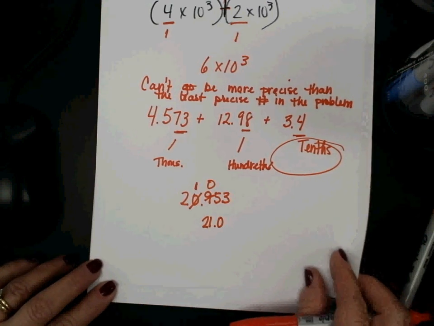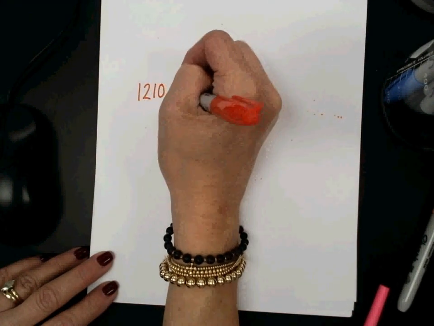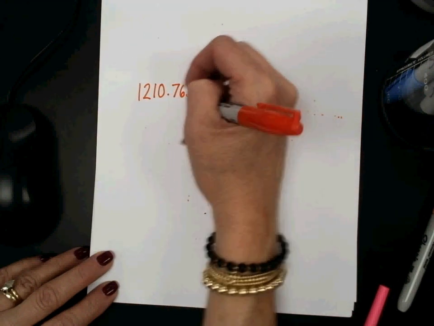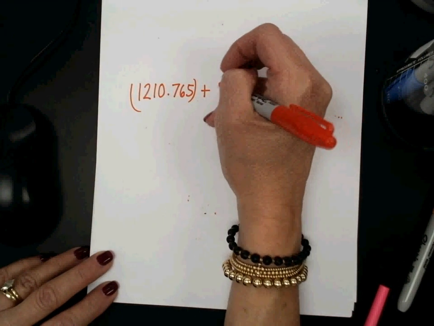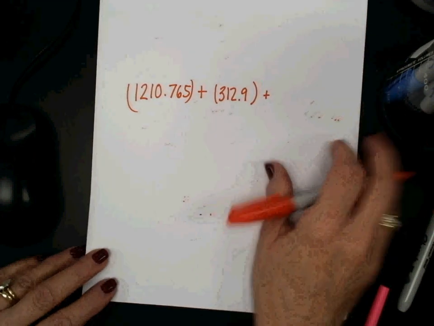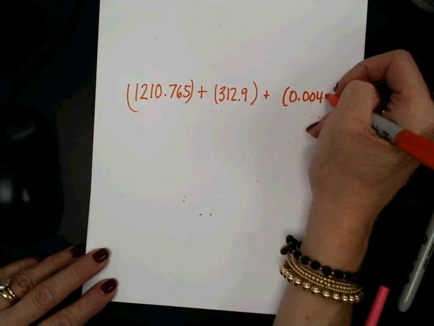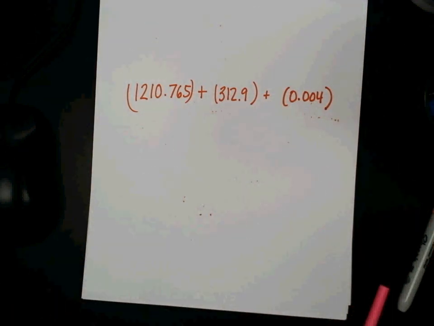Now let me give you another one to try. See if you can do it on your own. Okay, now see if you can solve that. Following the rule, find your last placeholder, figure out where you have to end. You're looking for the last largest placeholder.